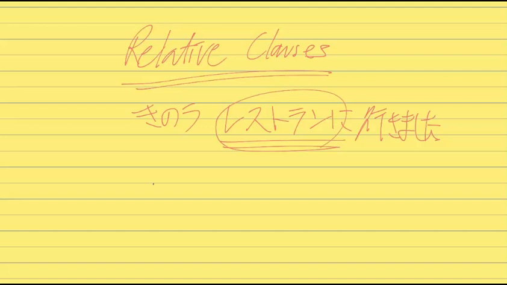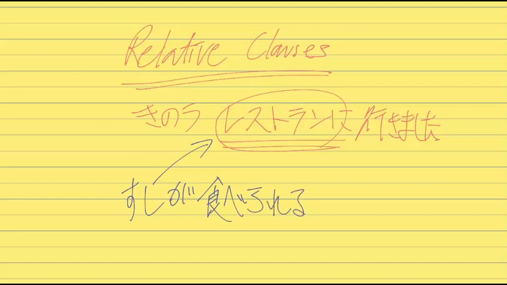So in order for you to do so, what you need to do is 寿司が食べられるレストラン. So what you are attaching is 食べられる, which is able to eat. And what can you eat? Sushi. And then you're attaching it to レストラン. 昨日寿司が食べられるレストランに行きました.